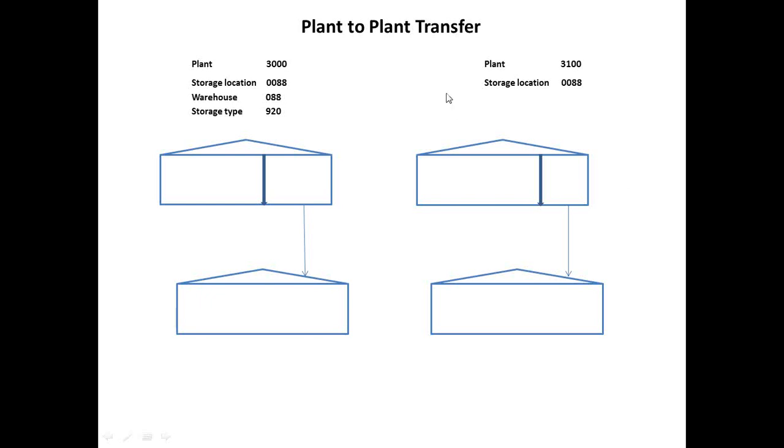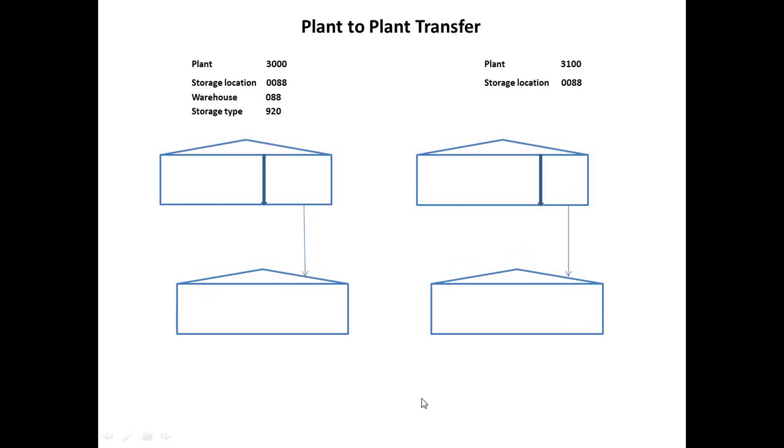Okay, I have two locations. One is 3000, 3100, and these two buildings are manufacturing facilities, and this is my storage location, and this is also my storage location. And I also have a warehouse, and this warehouse is connected. Do you see the connection between these two? Okay, very good. And here also you can see the connection between these two.